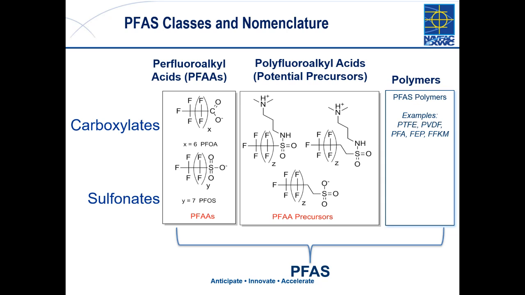But then we have this box of compounds in the middle there that are termed precursors, and you can see that they have the similar tails there, but they have these different head groups. And these head groups are more susceptible to transformation, naturally occurring abiotic processes, naturally occurring biotic processes, and they can be present in a lot of these AFFF impacted sites and then form some of the compounds that are in that leftmost box.